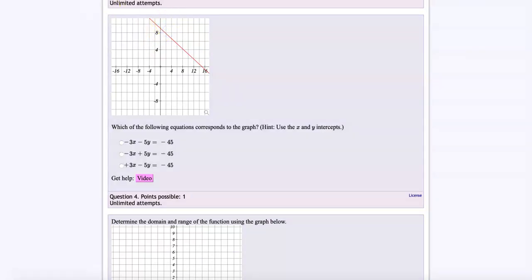So we have the points, I apologize, I'm still new to this function, 0, 9, and then this one right here is 15, 0. So now we just need to see what equation matches this. Now if you plug in 0 for x for this first one, you can see that you end up with negative 5y is equal to negative 45, which would result in y equals 9, and that's good.